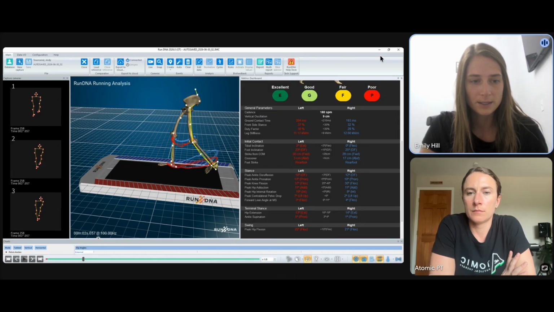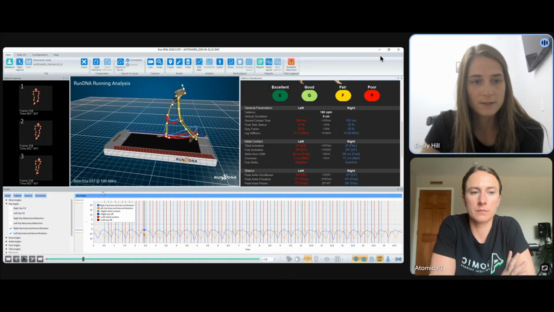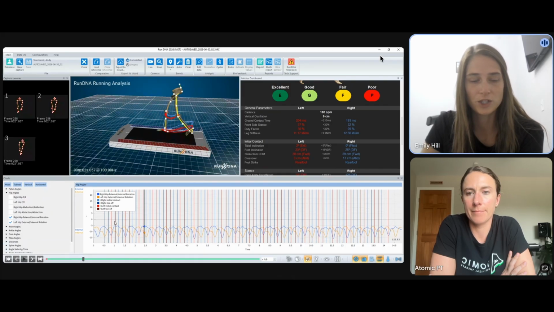One more thing that I like to look at here, that we can see well on this computer, if I pull up the graphs that are at the bottom here, this is a nice way to just compare data. And so what I've done is look at hip angles. And I've only selected the internal and external rotation at the right and left hip. This is an easy way to highlight.